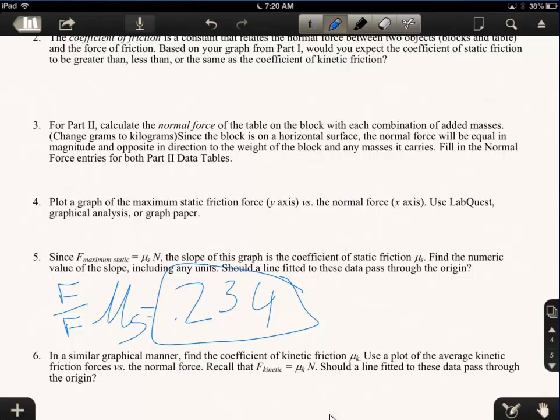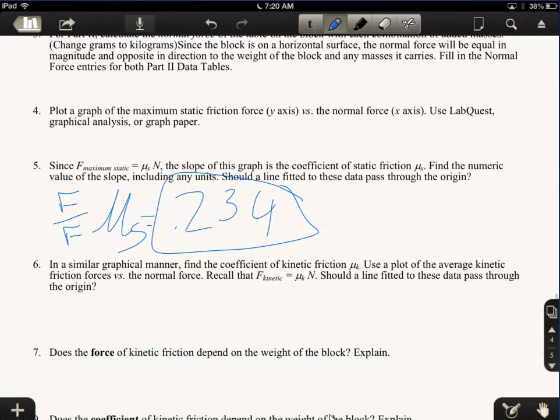There are no units. It says, should a line fitted to these data points pass through the origin? Well, it definitely should. If there's no normal force, then the object is not sitting on a surface, and if it's not sitting on a surface, there's no friction. Okay. In a similar manner, do the same thing for the kinetic frictional force.